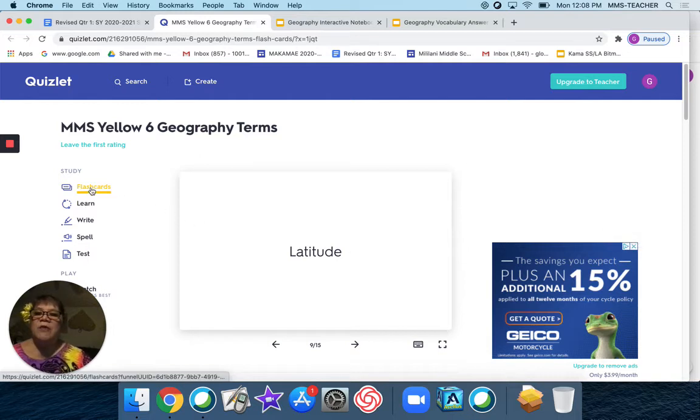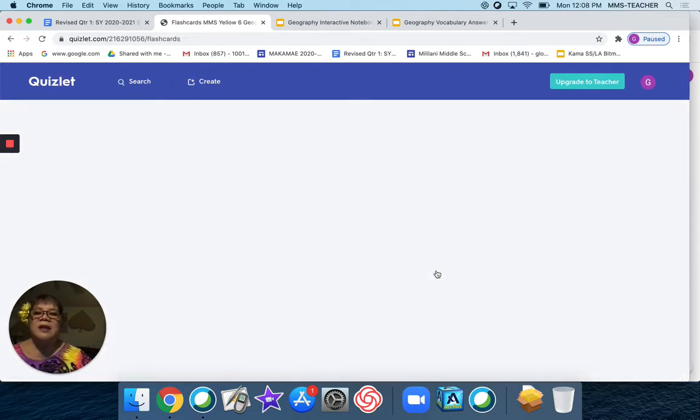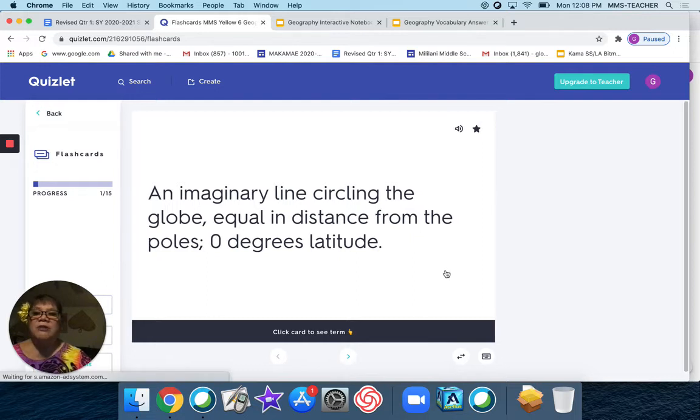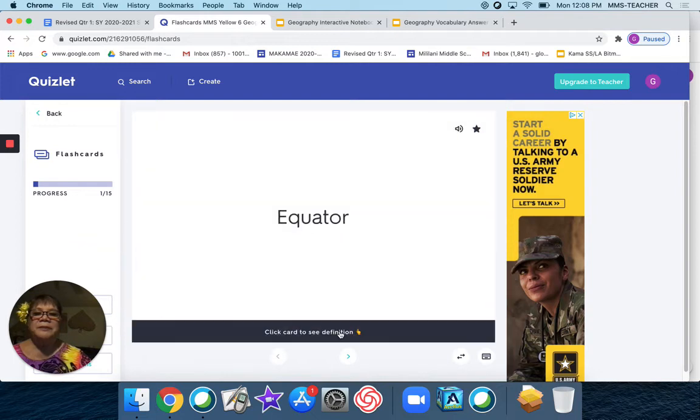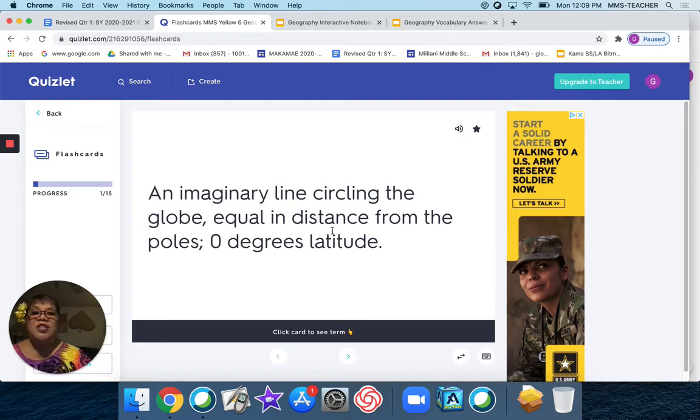So you're going to start off with the flashcards. Okay, and this is the flashcard. If I look at latitude and I click on it, it gives me the definition of latitude. An imaginary line circling the globe equal in distance from the pole, 0 degrees latitude. Equator. That was equator, 0 degrees. Equator: an imaginary line circling the globe equal in distance from the poles, 0 degrees latitude.